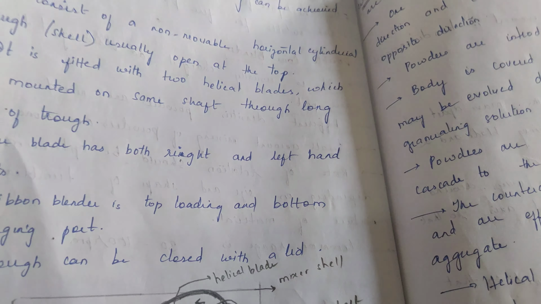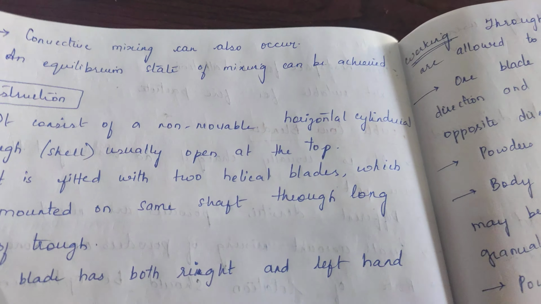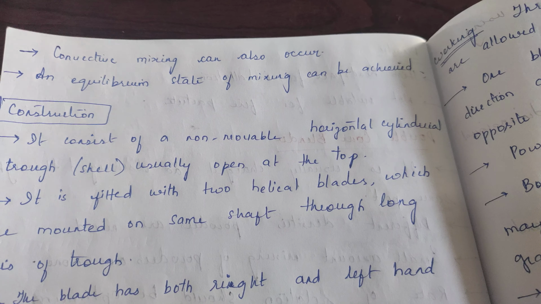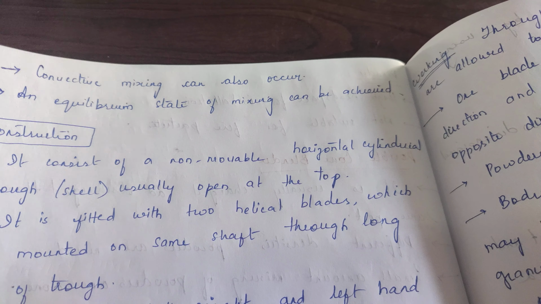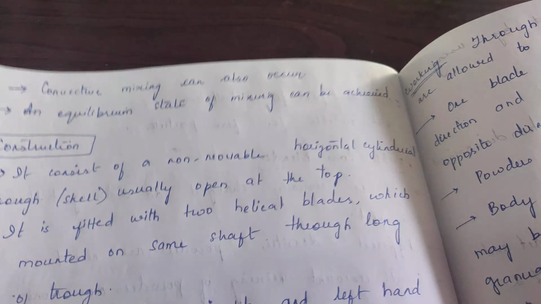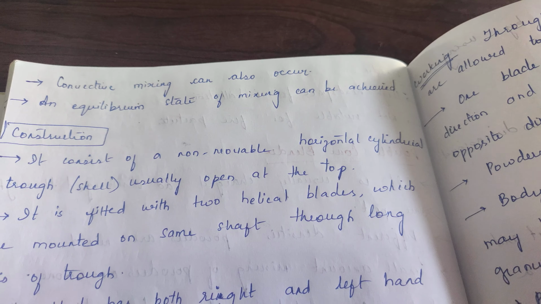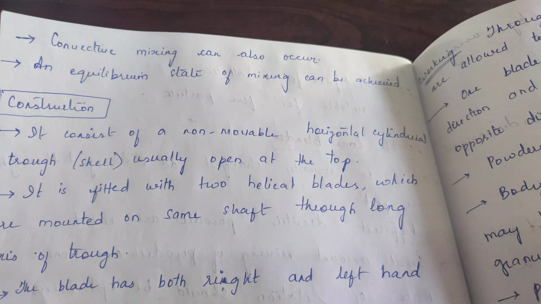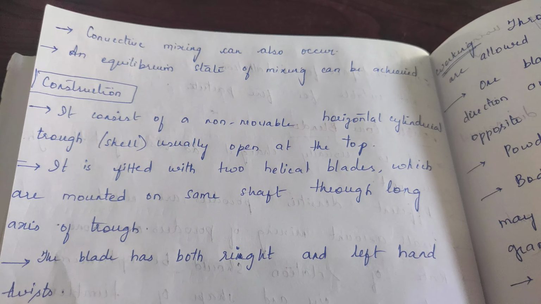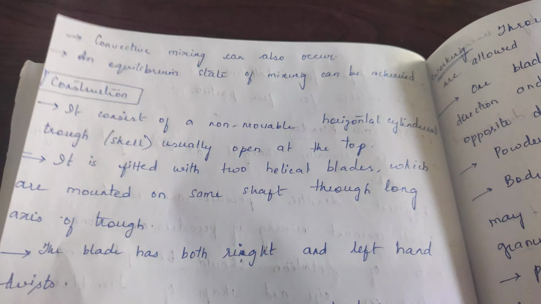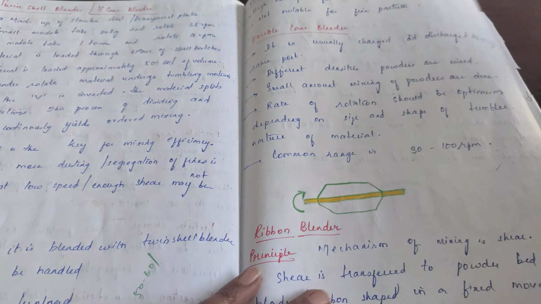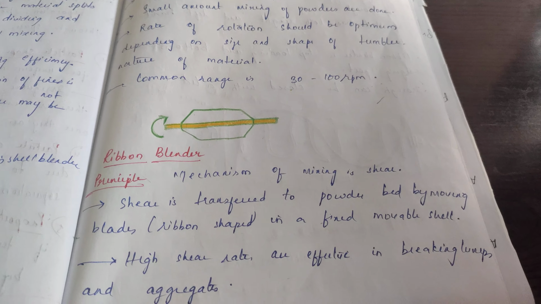Convective mixing may also occur and an equilibrium state of mixing can be achieved. The word convective mixing means a complete inversion of the bed of powder takes place, that is, a complete moving of the powders from the bottom to the top. It is called convective mixing. So convective mixing can also occur and an equilibrium state of mixing can be achieved by this phenomenon.